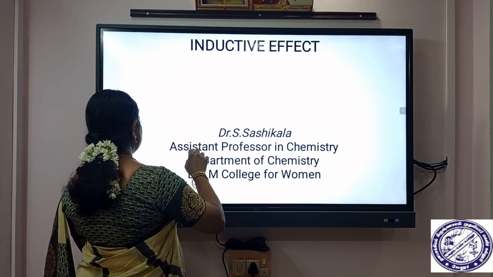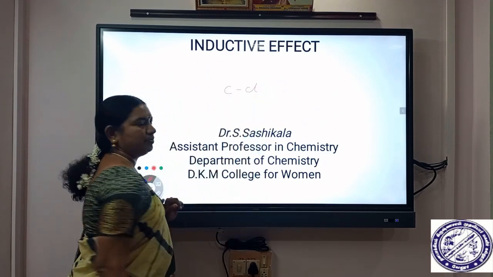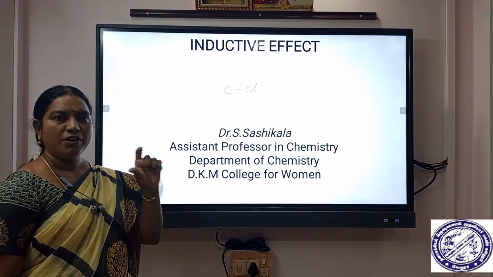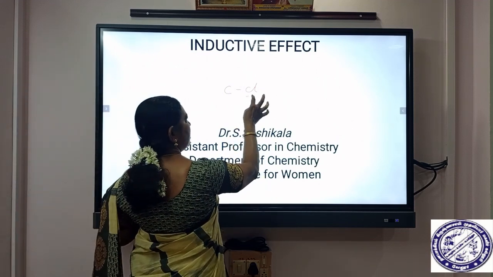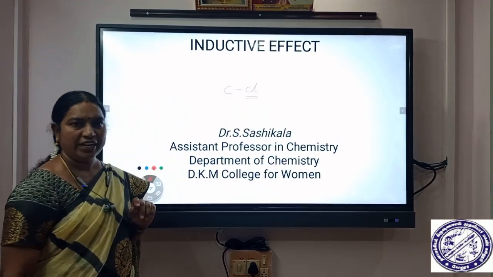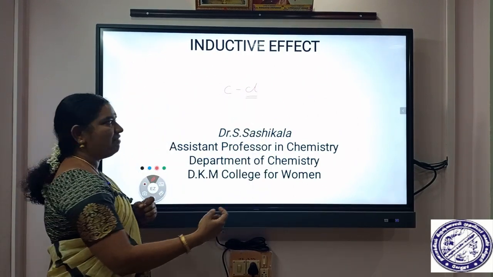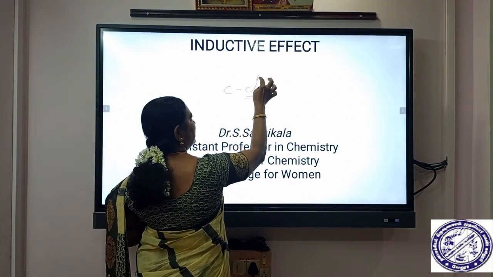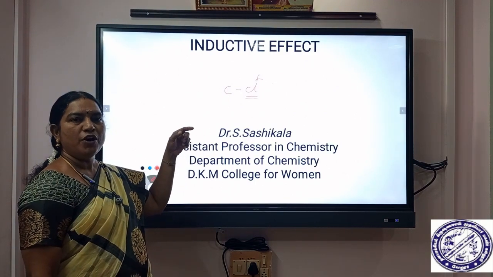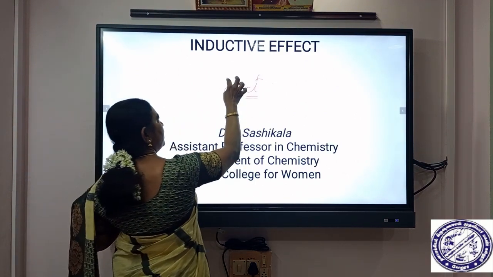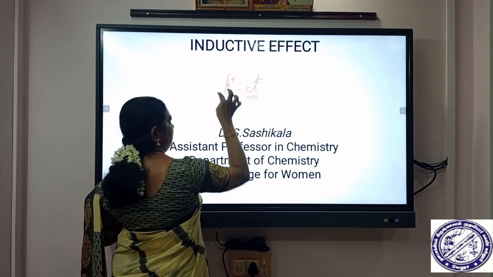Now let us see the example. C-Cl. I said the first behavior is electrons will always love to be closer to the electronegative atom. Here we can see that the chlorine atom is more electronegative in nature. So it will pull the electrons towards itself, and therefore chlorine will possess a slight negative charge. Whereas carbon will be capable of donating the electrons, and therefore it will possess a slight positive charge. Here this delta means slight.